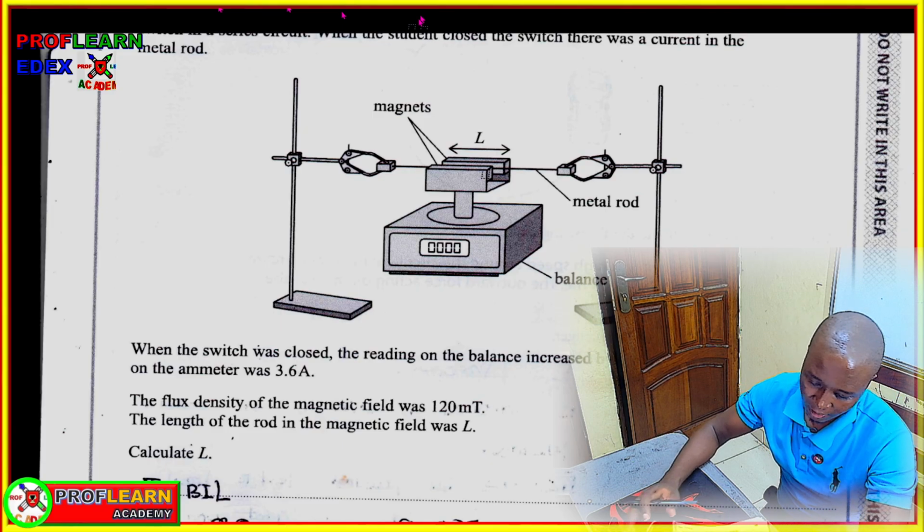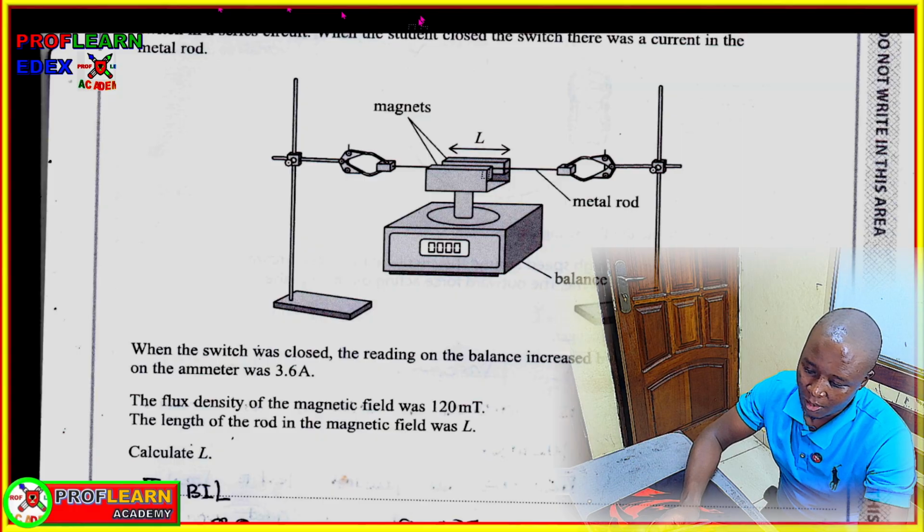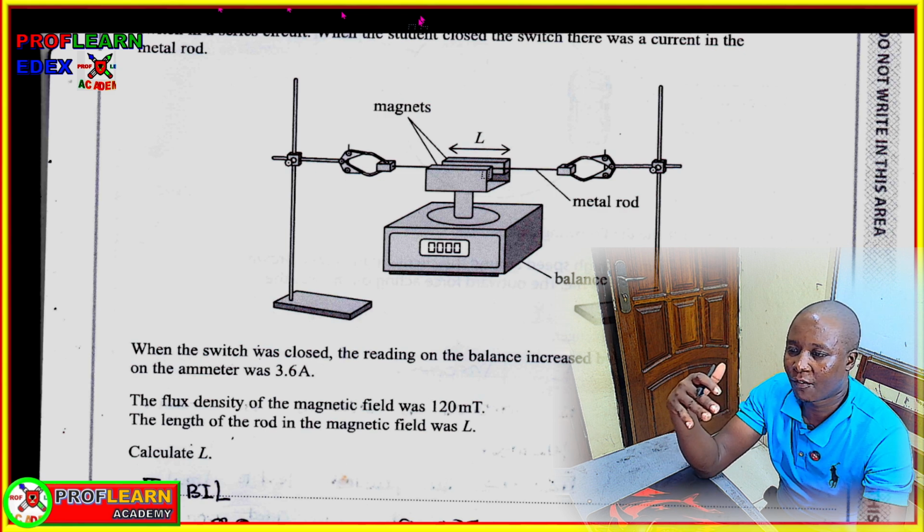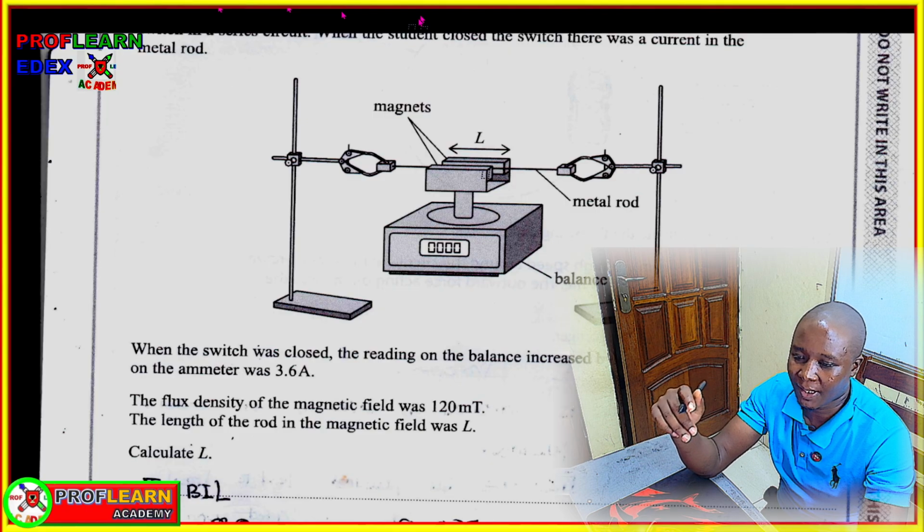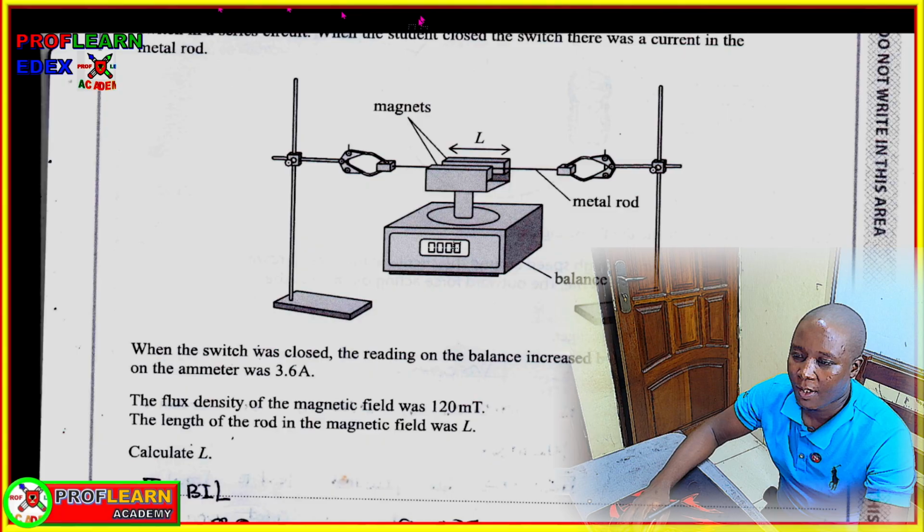But due to Newton's third law of motion, for every action force, there is a reaction force. So if there is a force that is exerted on the wire, then the wire will also exert an opposite and equal force. And that is why we are going to have a reading at this given point.